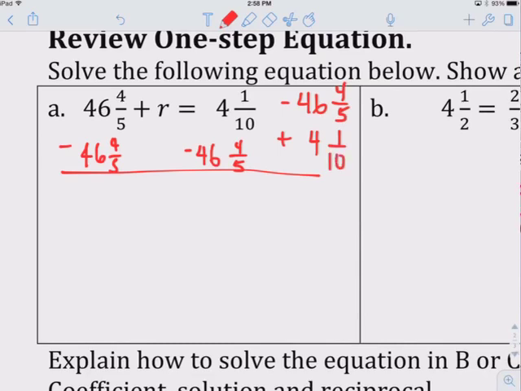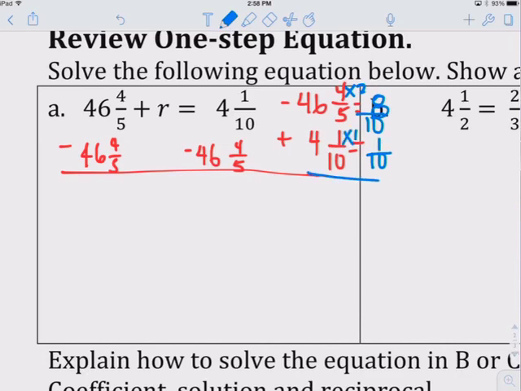All right. So what's our common denominator? 10, right? Yes. 5 times 2 makes 10, so you need to multiply this by 2 also, correct? Yes. That's an 8. And then 10 times 1 is 10, correct? Times 1 makes a 1.